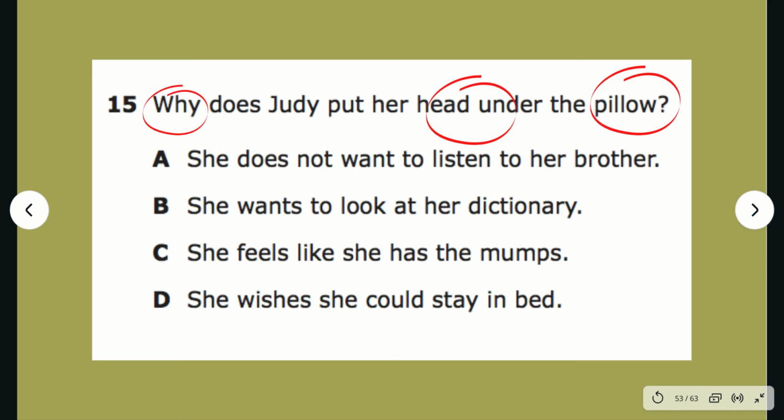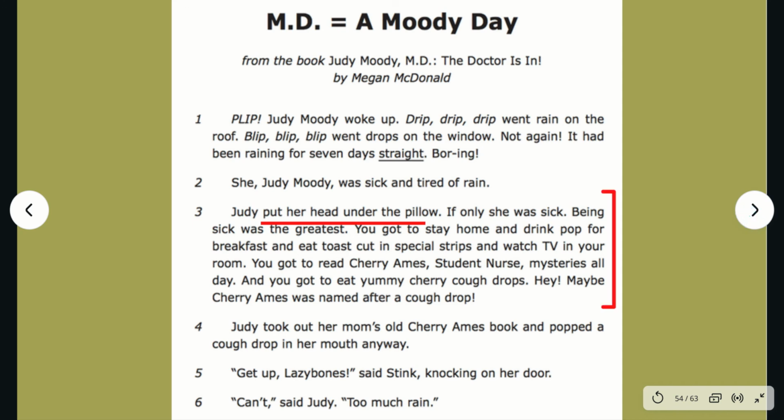Step 2 is to find our keywords, and I have circled them for us. I circled the words why, head, under, and pillow. I think the word why is a keyword because we need to know the reason this happens. I also circled the words head, under, and pillow because we need to find where she does this in our text. And we're going to find these keywords in step 3, which is when we look at our text.